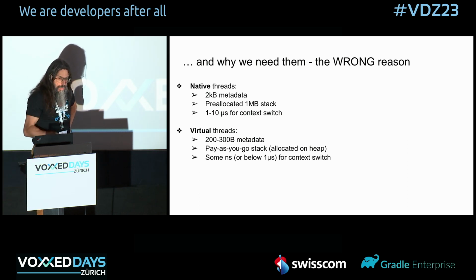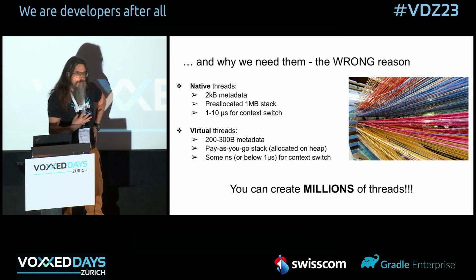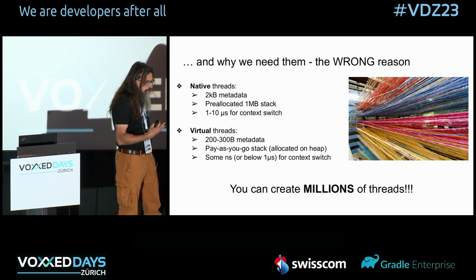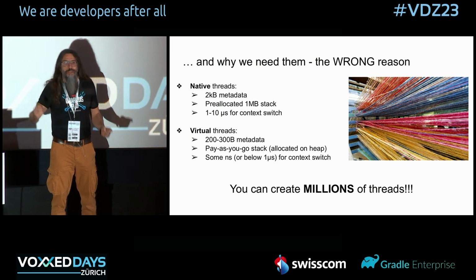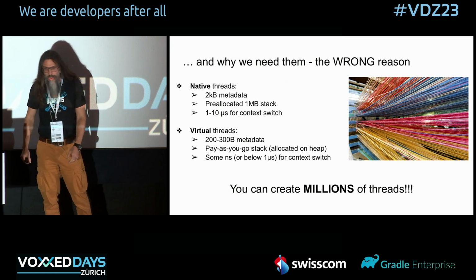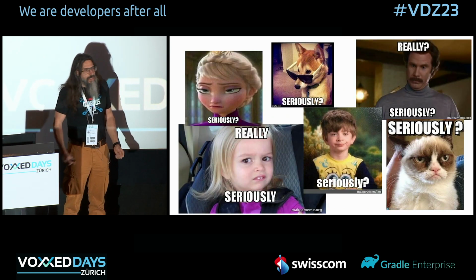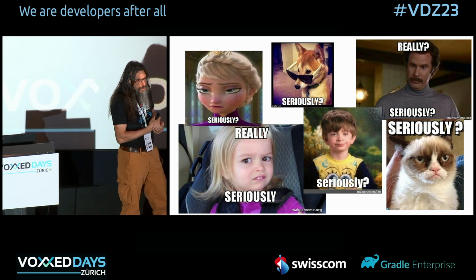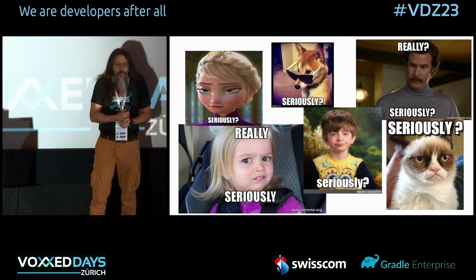Okay, so given all this list of features, the main claim that they made when they started advertising virtual threads is that, wow, you can now create millions of threads on your Java virtual machine, right? And when I heard this claim for the very first time, I was a bit skeptical. I mean, do you really want this?